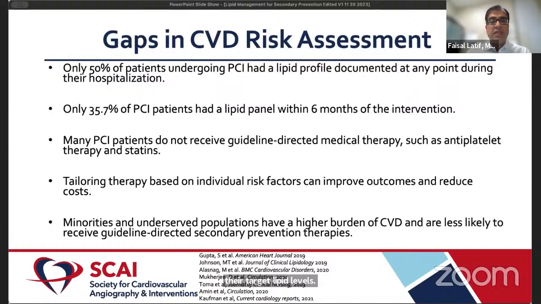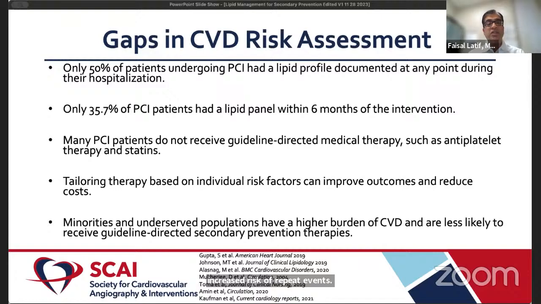So there are many gaps in our overall assessment of cardiovascular risk in patients with established cardiovascular disease. For example, only half of the patients who are undergoing PCI for an acute coronary syndrome have a lipid profile documented during their hospitalization. Only 35% of patients who had a PCI have a repeat lipid panel within 6 months of intervention. And a lot of evidence has shown that unless we are controlling their lipids quite well, they are at significantly increased risk of repeat events.